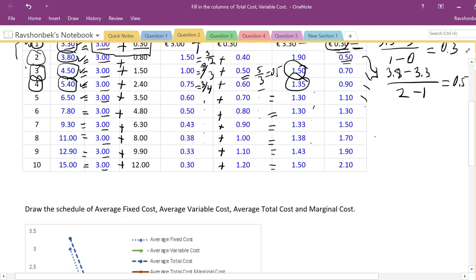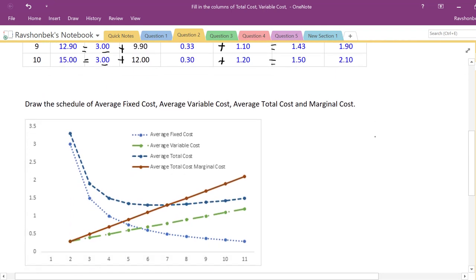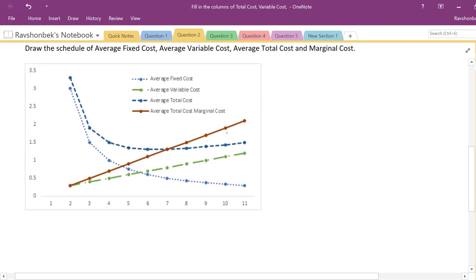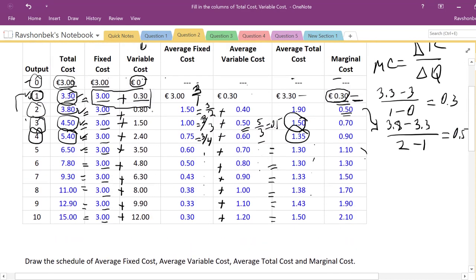Now moving on. Part B says draw the schedule of average fixed cost, average variable cost, average total cost, and marginal cost. So I've got it drawn for you here. This is actually wrong. I don't know where this appears, but there must have been an issue in my Excel spreadsheet when I plotted this variable. So this is basically the graph of this table with selected variables.